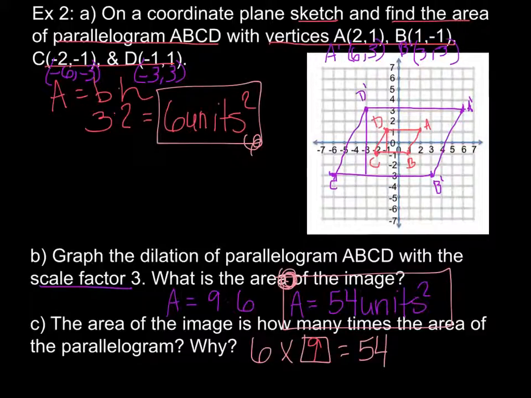Why is this? Well, when we multiplied each of the vertices by 3, we made each coordinate 3 times larger. And when you multiply something that's 3 times larger by something else that's 3 times larger, what's 3 times 3? 3 times 3 is 9. So how many times the area of the parallelogram? We're going to put 9 times.